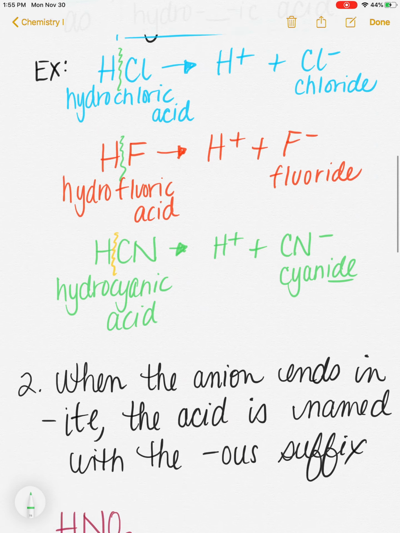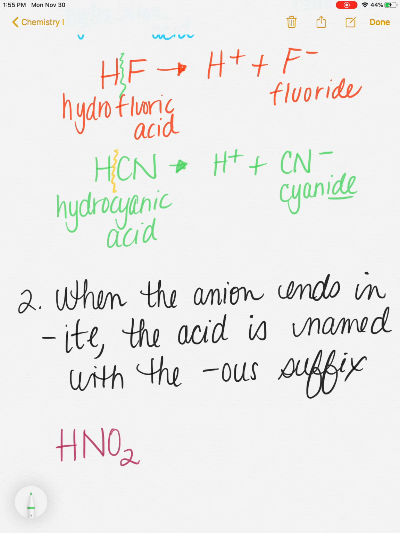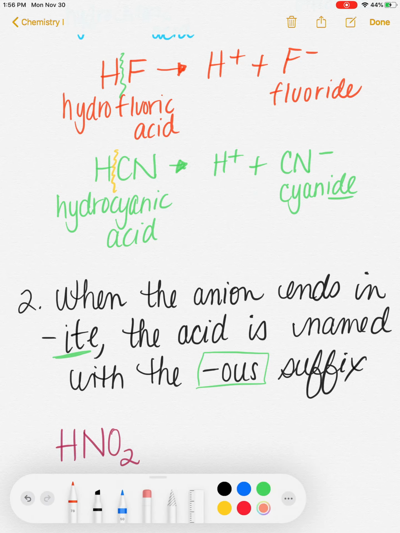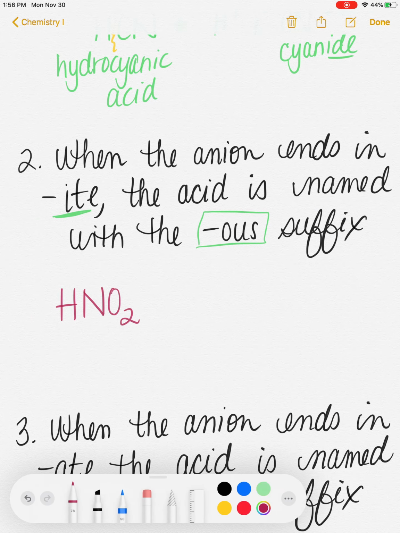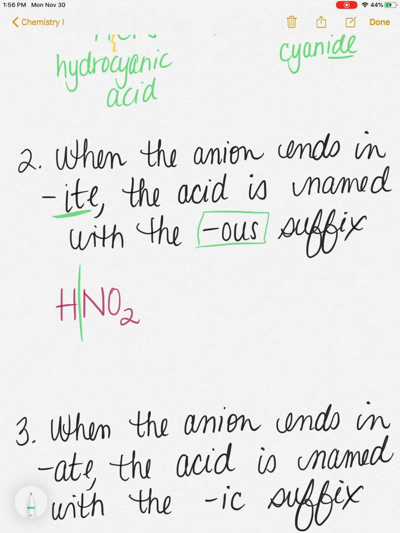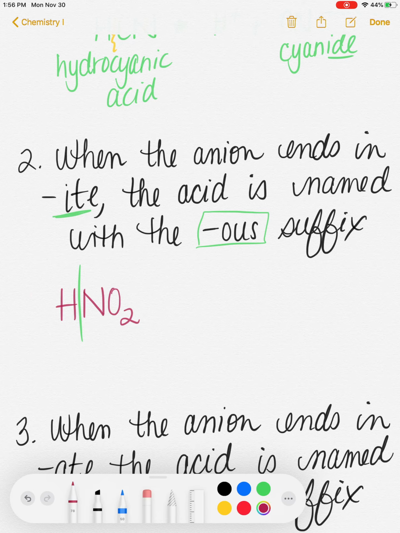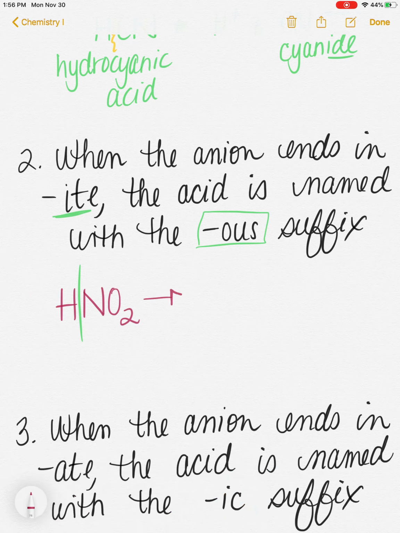Not all of your anions, though, will end in "ide." When the anion ends in "ite," then the acid is named using an "ous" suffix. So let's take a look here. HNO2. If I were to break this apart and take off its acidic hydrogen, I would get 1 H+, it's 1 H+ because there's only 1 hydrogen, plus an NO2-.